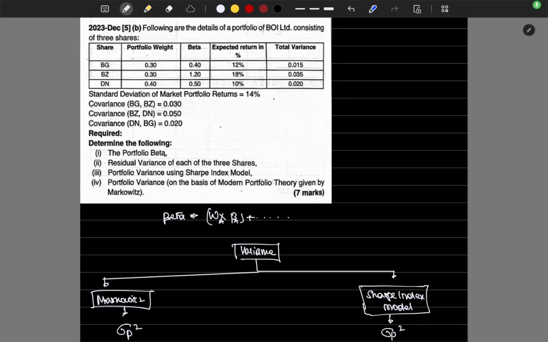Hey guys, welcome back. This is a problem from the December 2023 SFM paper, a portfolio management problem. This is mainly focusing on the variance part only. Variance and portfolio beta only will be covered in this. It covers both the Sharpe and Markowitz portfolio variance, so we are going to work out both things now.